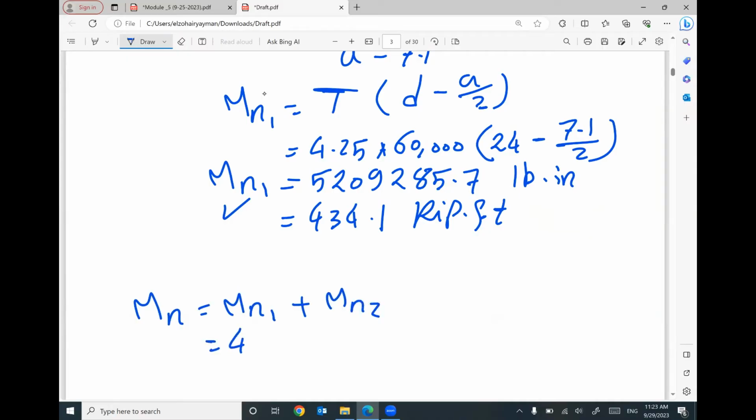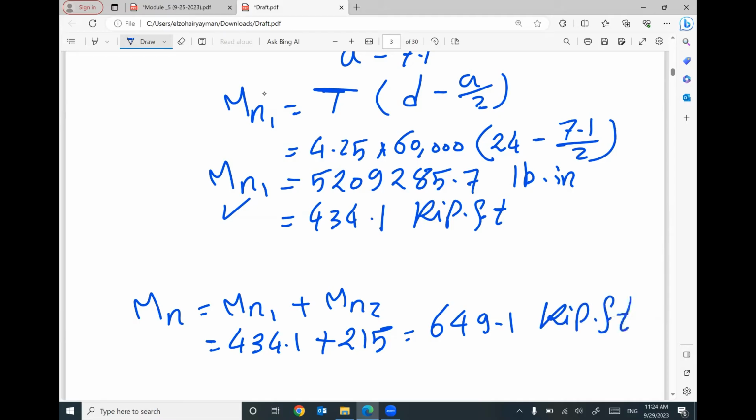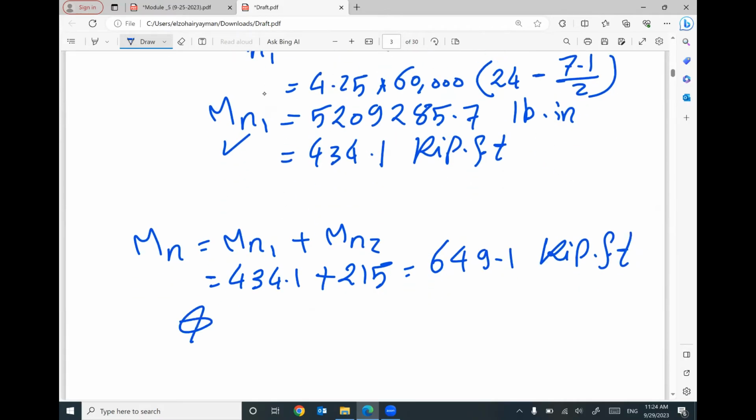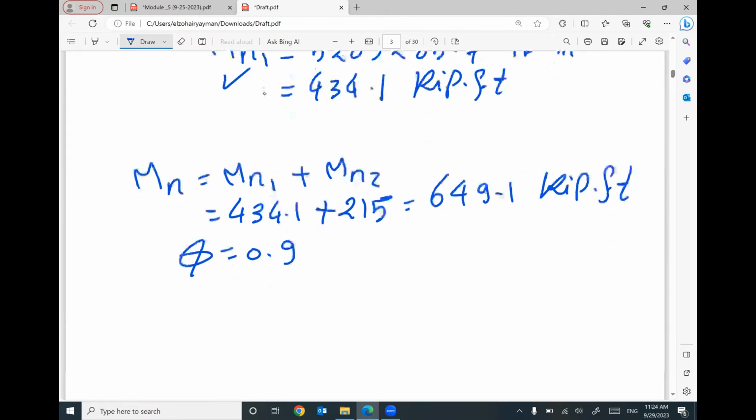So I need to add 434.1 plus 215, which will give you the total nominal moment, equal to 649.1 kip foot. Phi will be 0.9. So phi MN, the design moment strength, will be 584.2 kip foot.